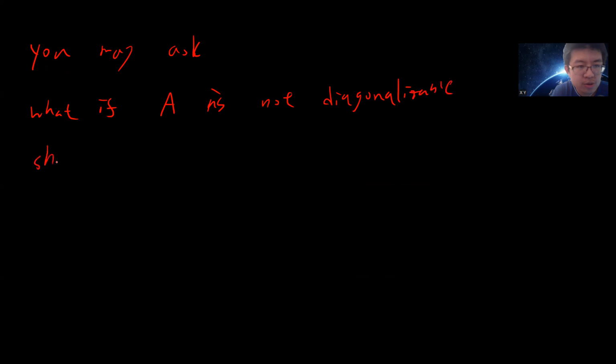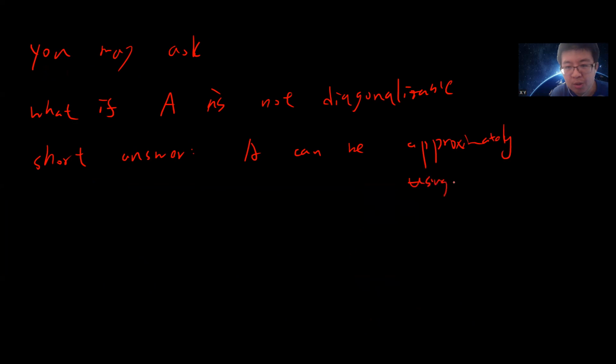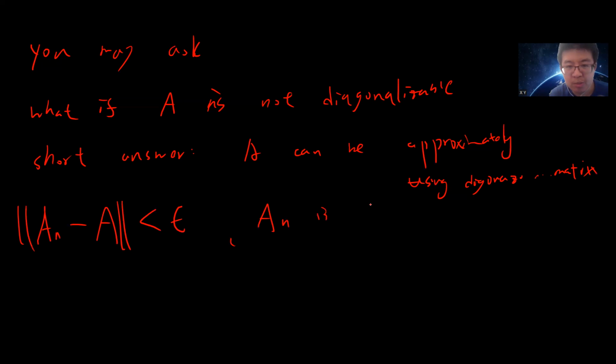Okay, so the short answer: A can be approximated using a diagonalizable matrix. What I'm saying is that if A is not diagonalizable, you can always find A_n such that the norm of the difference can be arbitrarily small and A_n is diagonalizable. You can try to prove this; it is not so difficult. You can try to prove it by yourself.